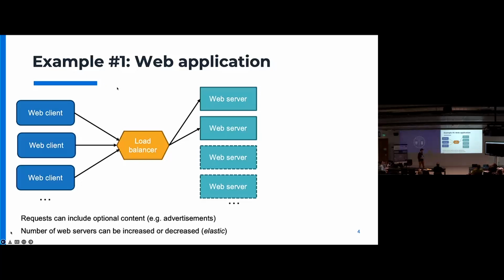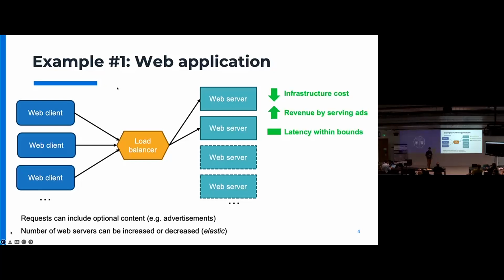Now, what you can do in this system is increase or decrease the number of web servers, or application servers. This is known as elasticity. Have you heard of it before? Good. The other thing is that the system can decide whether to include optional content in the answers to the requests. For example, optional content might be advertisements or recommendations. The more optional content you include, the slower your requests will be, but at the same time, you will probably generate more profit for your organization. So there is a trade-off there.